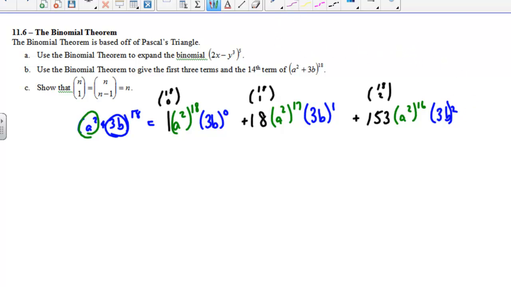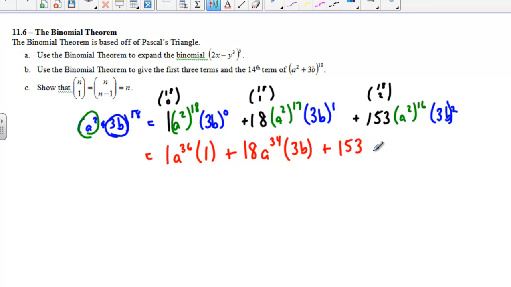Okay? Next step, I'm going to go ahead and do each part. So that's 1, a to the 36th, and then 3b to the 0 is 1, plus 18, this is a to the 34th, times 3b, and then the last one is 153, a to the 32nd, 9b squared.